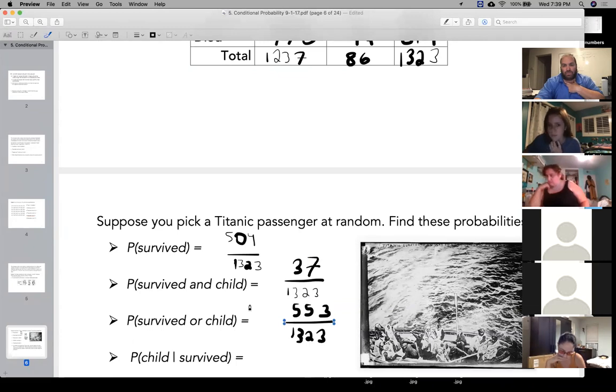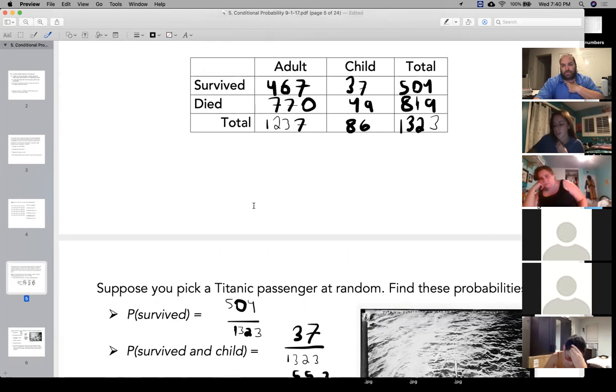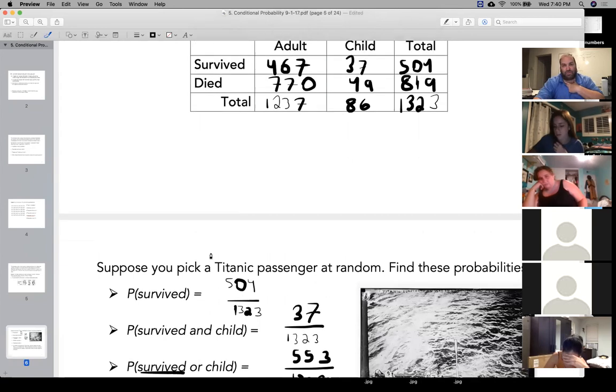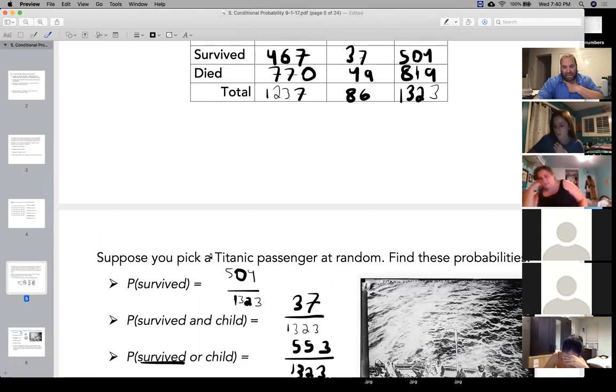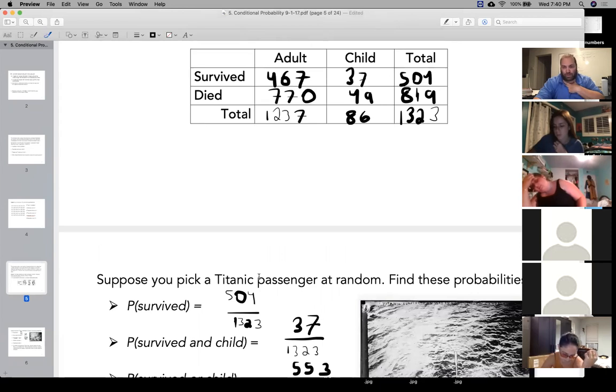Let's think about it. So first, survived. How many of the people survived? Just that. 504. How many were children? 86. For a total of how much? 590. But you just double counted 37. So you subtract it.